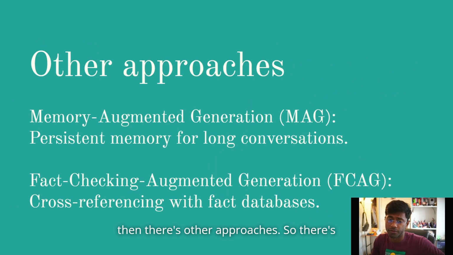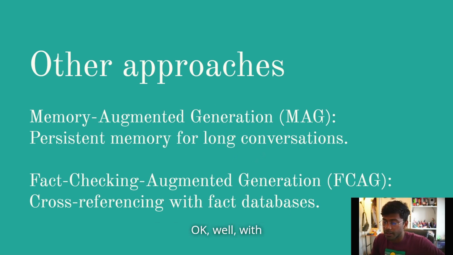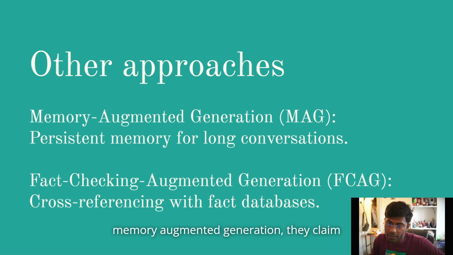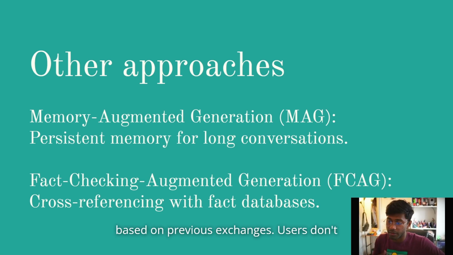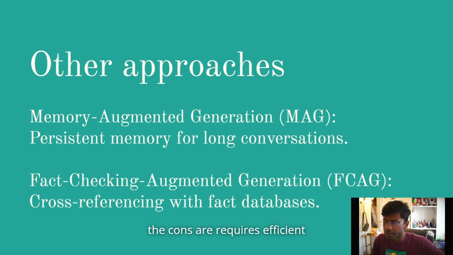And then there's other approaches. So there's memory augmented generation, which is persistent memory for long conversations, and fact checking augmented generation, which does cross-referencing with fact databases. With memory augmented generation, they claim that it enables continuity across multiple conversations and adapts responses based on previous exchanges. Users don't need to re-explain any previous discussions. So it's mostly for conversation-based workflows. But the cons are that it requires efficient retrieval mechanisms to avoid bloated context windows. We don't want to include too much context. We don't want to include the entire conversational history. All right, and storing user interactions could also pose security concerns with respect to privacy.